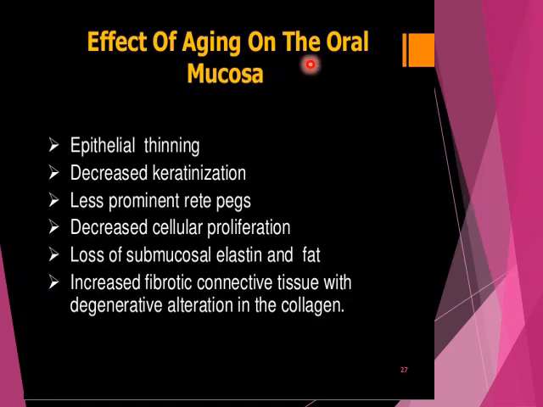Effects of aging on the oral mucosa: epithelial thinning, decrease in keratinization, less prominent rete pegs, decreased cellular proliferation, also loss of submucosal elastin and fat, increased fibrotic connective tissue with degeneration, and alteration in the collagen.